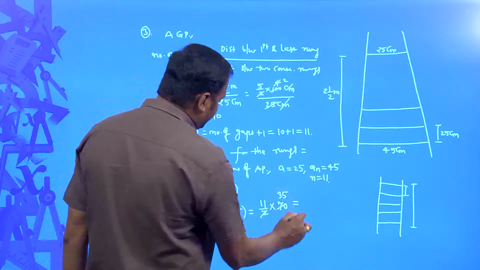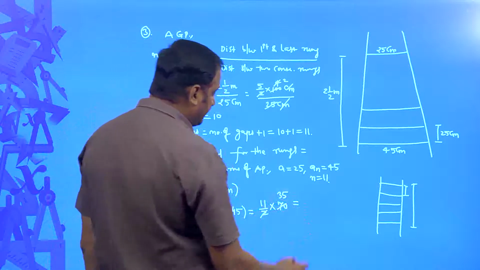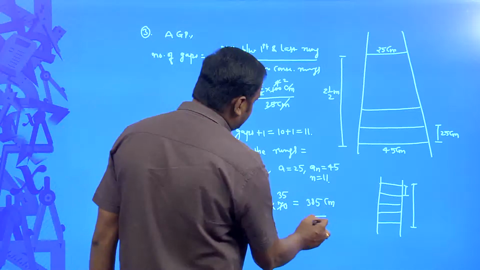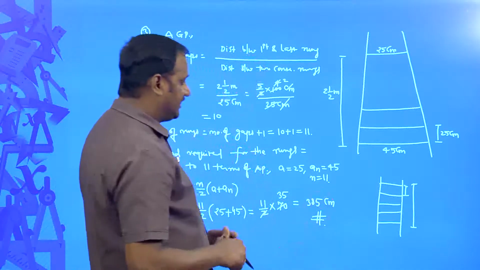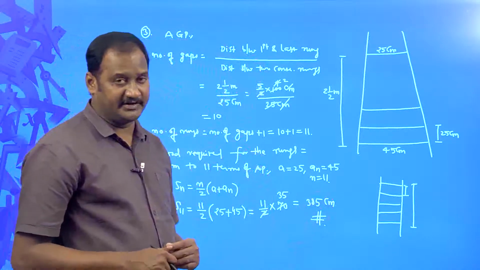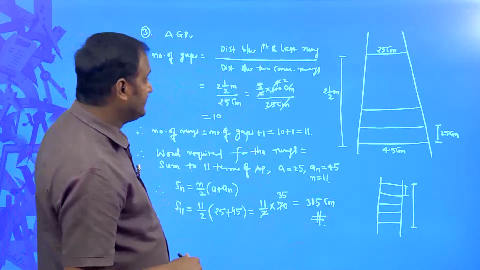So, 35 into 11 is equal to 385 centimeters. So, this is the length of the wood required for the rungs. So, hope you understand, it is a really interesting problem.